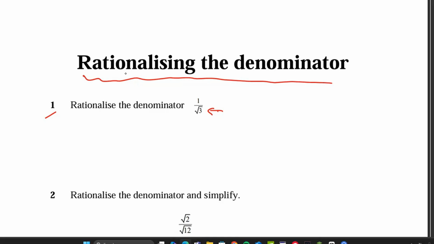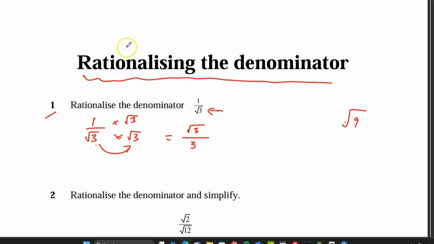Alright, so in order to rationalize this denominator of root 3, we will just multiply both the numerator and the denominator by root 3. So 1 times root 3 and root 3 multiplied by root 3. Then you are going to get 1 times root 3 is root 3. And when we multiply root 3 with root 3, that's going to give us root 9, which is just 3. So there we go. Our denominator is a rational number now.